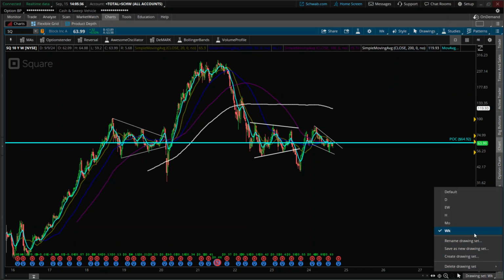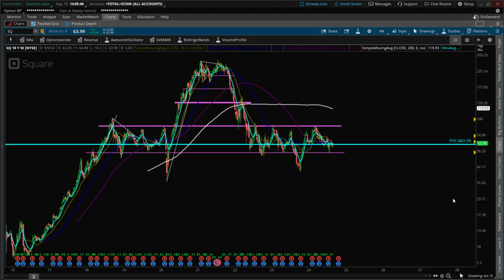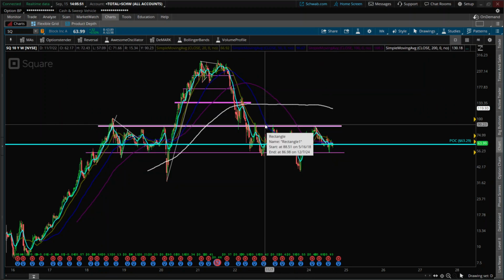Let's move to the daily. On the daily time frame, this is what I want to show you. It looks like an inverse head and shoulders. Also, you could do the range play as well. We'll do the measured move for both of them.